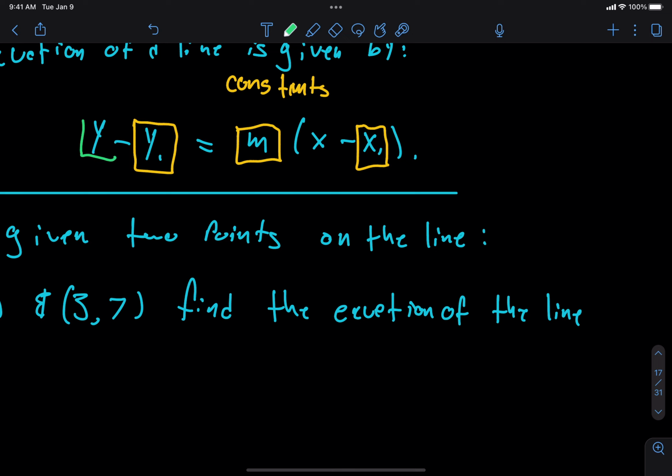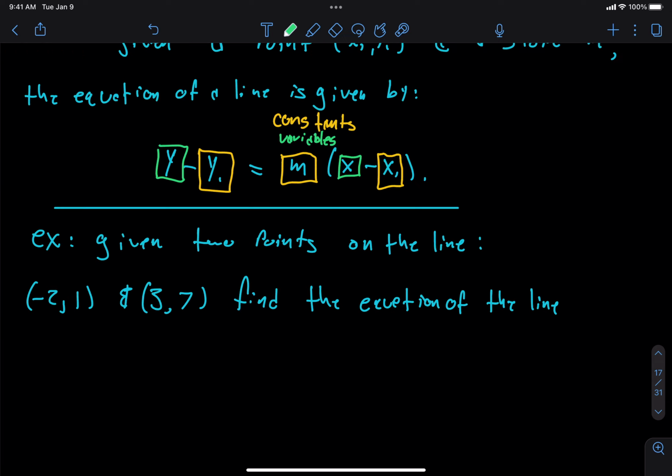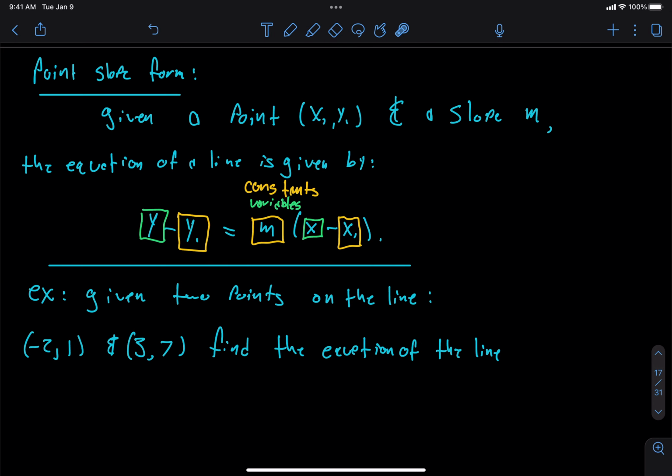And the variables are, of course, your y and your x, which means we are not going to plug anything in for y or x. Okay, we're not going to plug anything in for x or y. We are just going to take the information from the problem and fill it in for the constants. The y1 goes here, the x1 goes here, and the m goes here, okay?